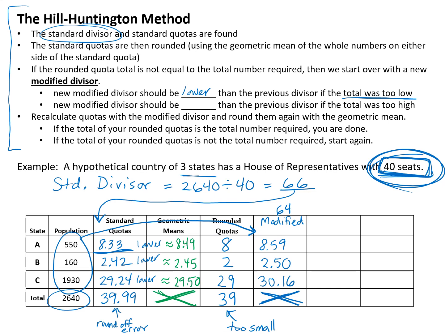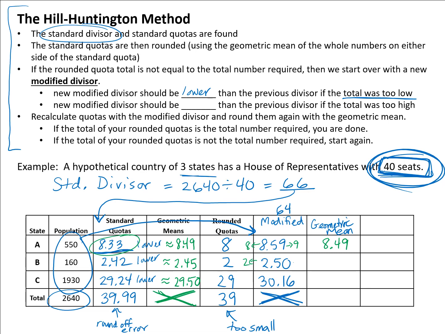But we do need to now create geometric means to choose the rounding for. So our next thing in the table is to list out the geometric means we're going to use. Now, once again, we just look at the numbers on either side, 8 and 9. We did this before over here with the standard quota, so this geometric mean is going to be 8.49, just like it was before. So if you recognize that your numbers haven't changed, that you're still in the same range, you can still use them again.